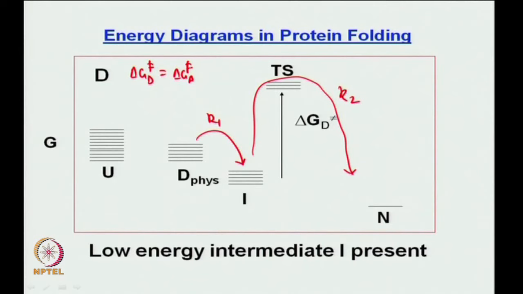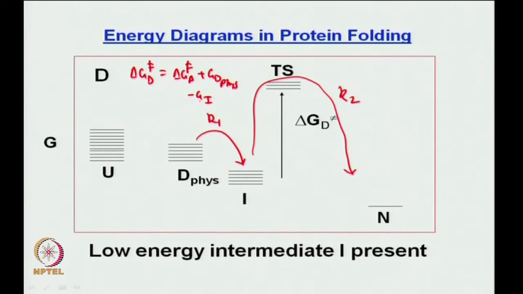See, remember the second case, no intermediate, it was G of U minus G of D. In this case U and D are the same essentially, but I am talking about this D now. So, I can write plus G of D physiological, then what is the next one? Minus G of I, isn't it? So, that means this delta G D double dagger is essentially from the intermediate to the transition state. It is no longer from D, because this intermediate is not high energy, this is a low energy intermediate. Now, you can immediately realize what will happen to tau D.